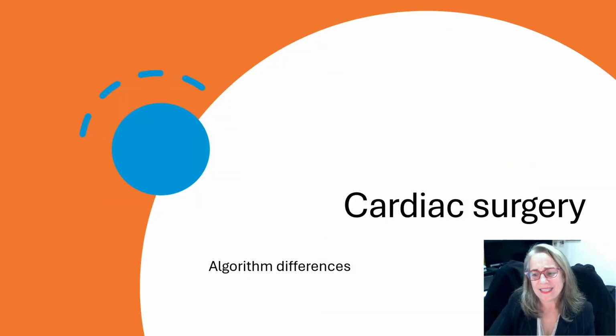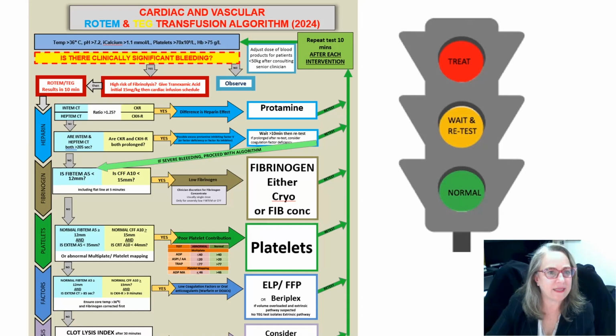So looking at cardiac surgery now, there's a different cardiac surgery algorithm. It's very similar, but it has a heparin step at the beginning. So I'd like to just show you that briefly and then talk through a few case examples in my final 10 minutes. So the cardiac algorithm looks like this. It has physiological parameters at the beginning and asks if there's clinically significant bleeding. It's exactly the same as what you're used to.